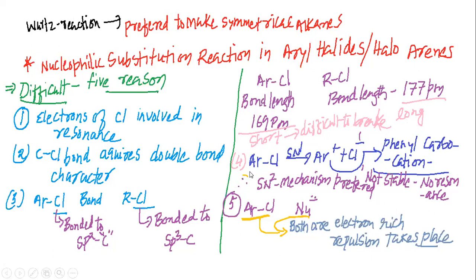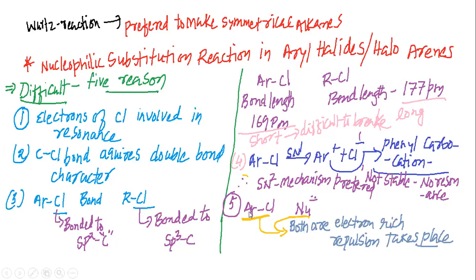Apart from that, if aryl halides undergo the nucleophilic SN1 reaction, it will form the phenyl carbocation, Ar+, and Cl-. This phenyl carbocation is not stable at all. It does not show resonance stability even. And that is why, whenever substitution takes place, it follows the SN2 mechanism.